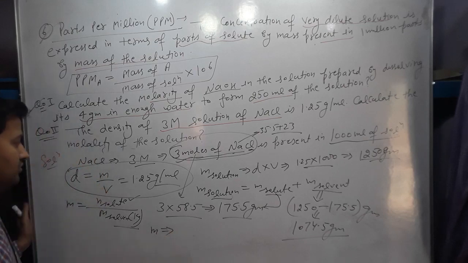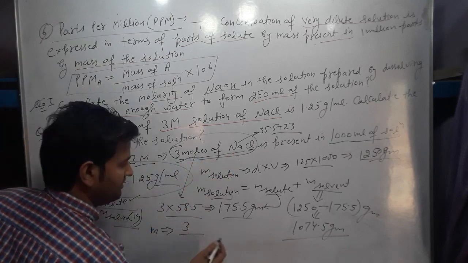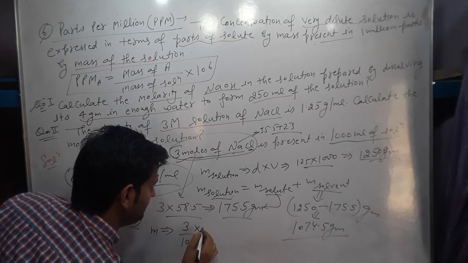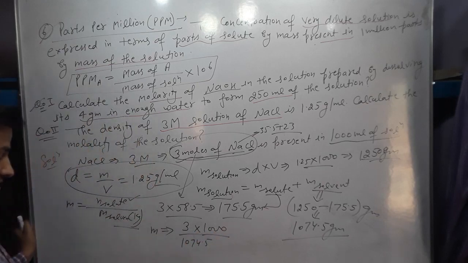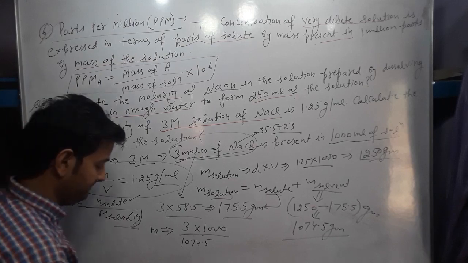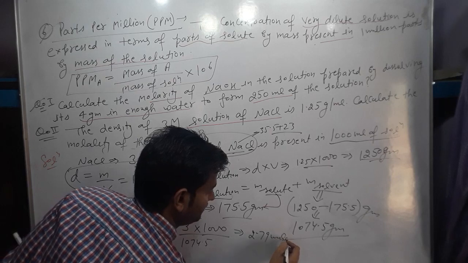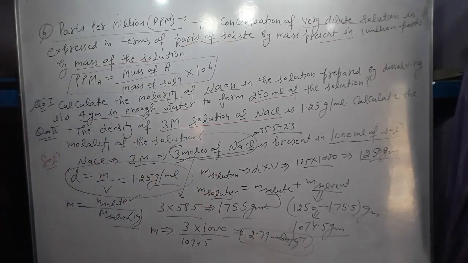Molality will be equal to number of moles of solute. Moles of solute is 3. Mass of solvent is 1074.5 gram, so we convert it into kilogram, and it comes out to be 2.79 moles per kilogram. This is our answer.